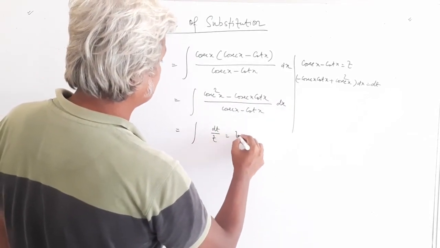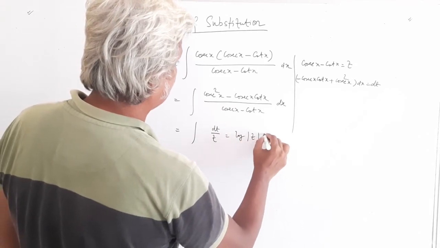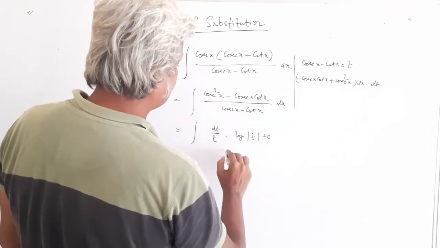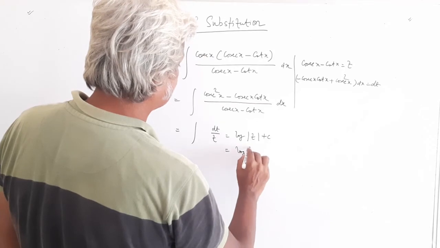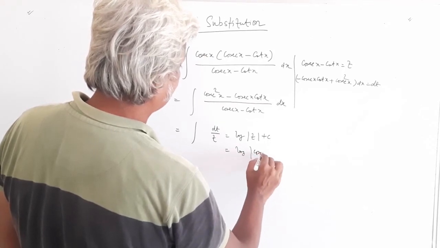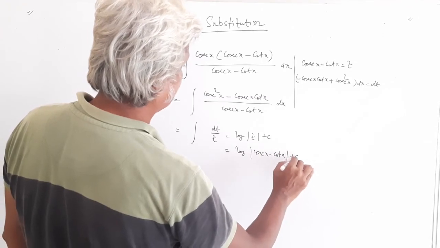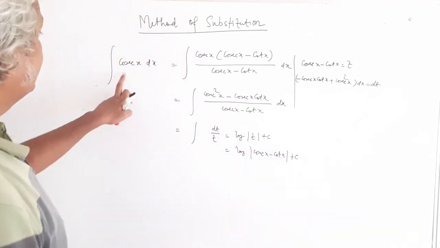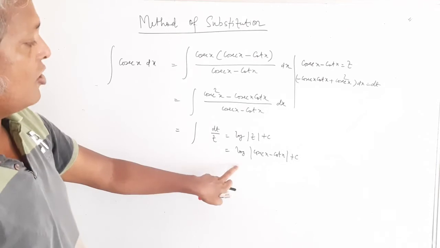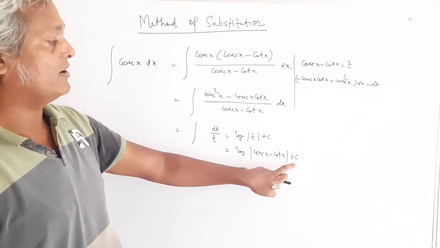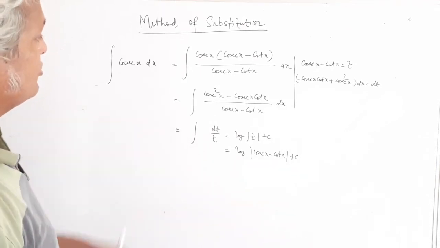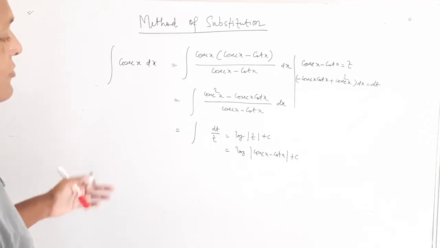So this gives you log mod t plus c, and this log mod t can be written as log mod cosec x minus cot x plus c. So the integration of cosec x dx is log mod cosec x minus cot x plus c. So this is how this question can be solved. I will take a few more examples.